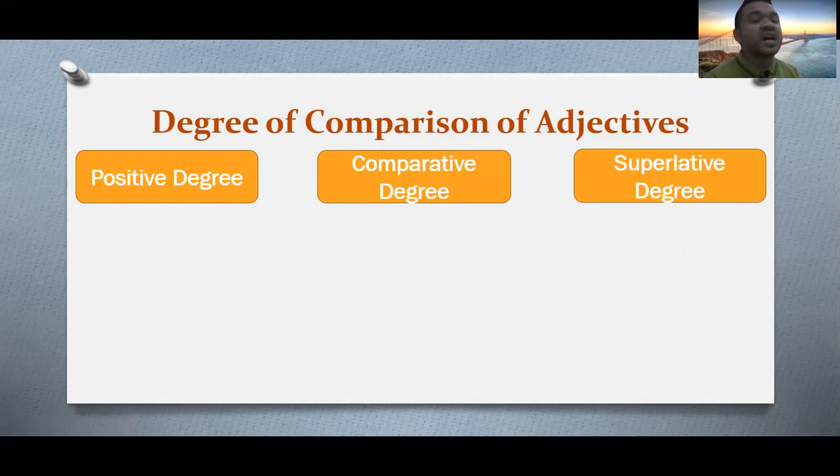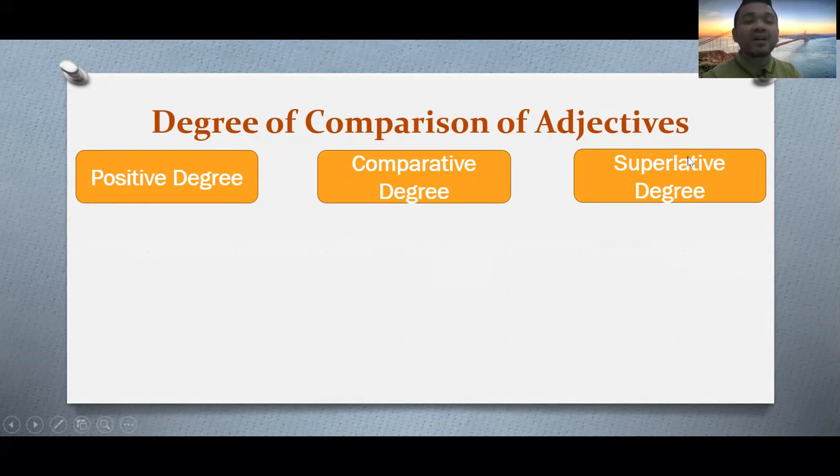For example, long, short, beautiful, handsome, cold. These are adjectives, and these adjectives belong to the positive degree. Now, what does comparative degree mean? The word comparative comes from compare. So the comparative degree is used to compare two nouns or pronouns. Again, comparative degree is used to compare two nouns or pronouns. Only two.